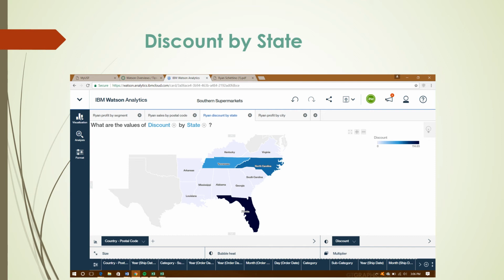Only 3 of the southern states currently receive discounts according to their data. The states are Tennessee, North Carolina, and Florida. Tennessee receives the least amount of discounted goods among the 3 states, leaving North Carolina in the middle. Supermarkets might think this chart is helpful because they can afford to start offering discounts in other states that they feel will bring in more sales.